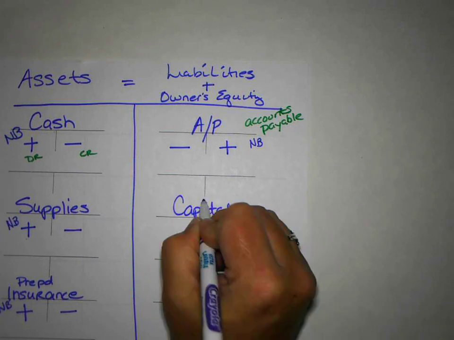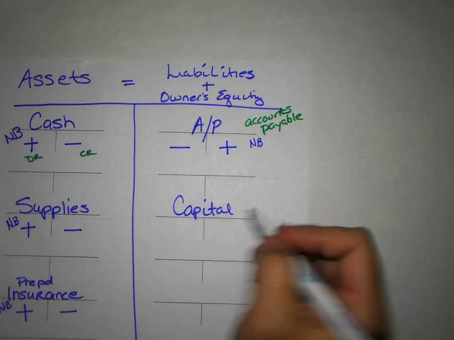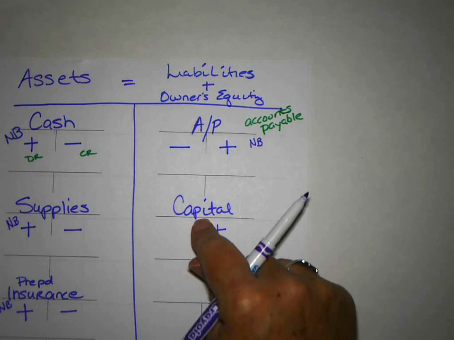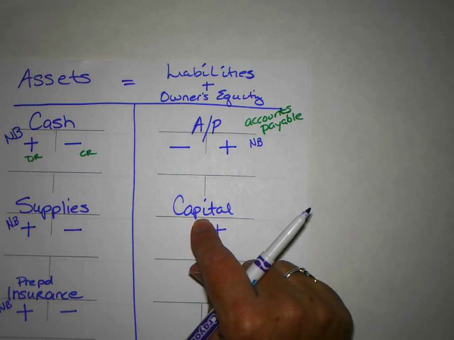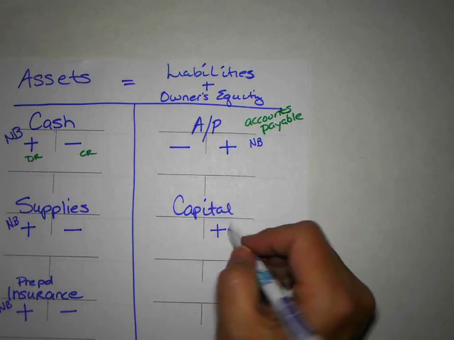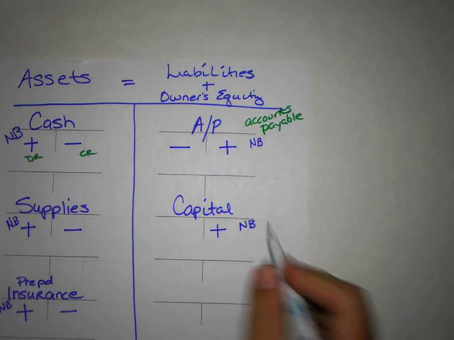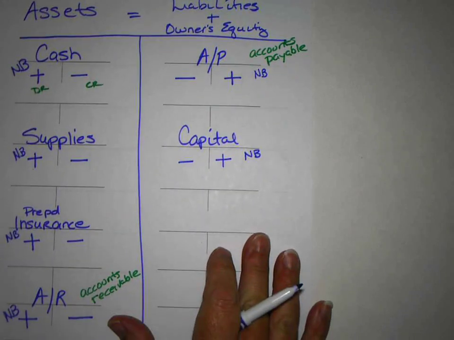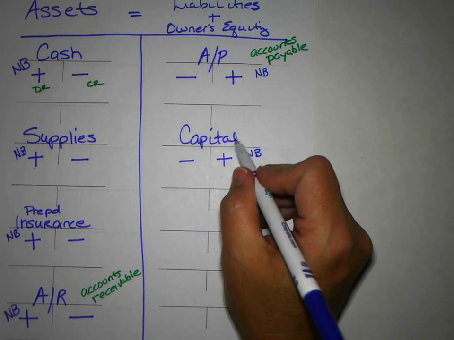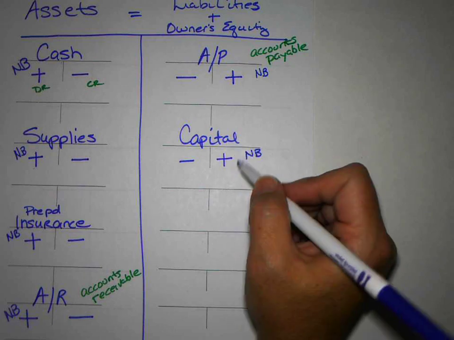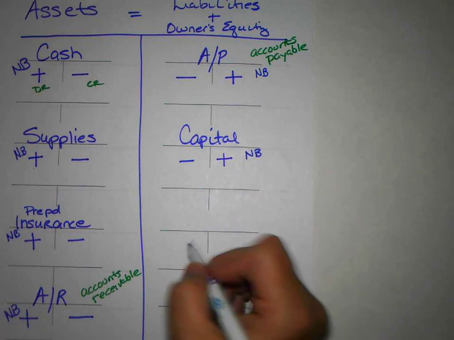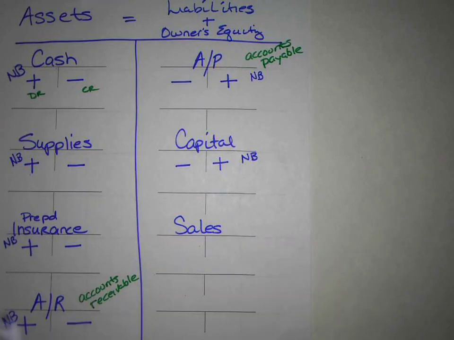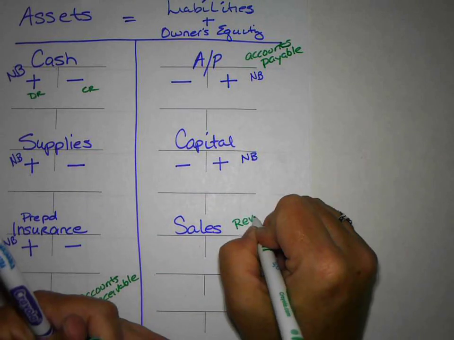Okay, capital. This is again where we're keeping track of what the owner has put in. This is affecting owner's equity. Owner's equity has a normal balance on the credit side. Okay, which is the same thing as capital. And this is the capital account. This isn't capital like buildings and equipment. This is the owner's capital account. Okay, sales. Remember, sales is revenue.